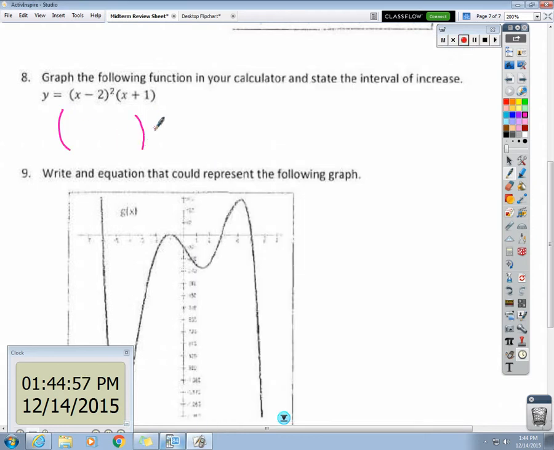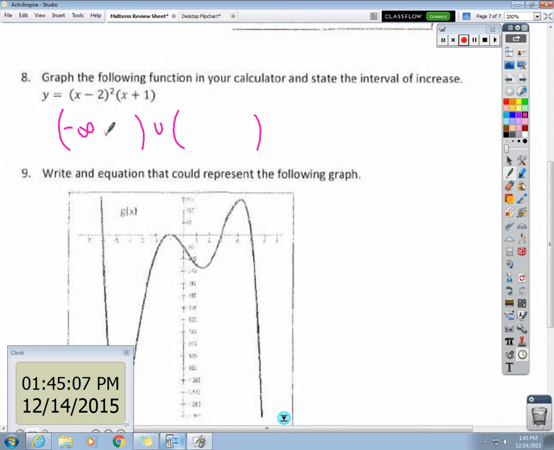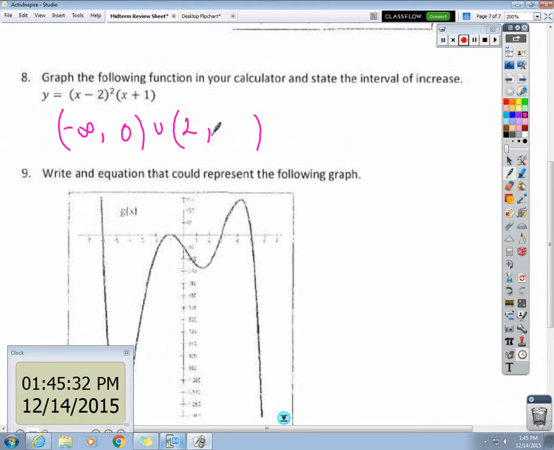So you know your answer is going to have two things. Now, when did it start increasing? Right, and since it's going down, negative infinity, right? Or not really down, left. Because we only look at the x-axis, so it's going left forever as it goes down. When did it quit increasing? It is 4 on the y-axis, but remember, we only deal with x values, so that'd be 0. When did it start increasing again? 2, and then it increased forever. So 2 to infinity.